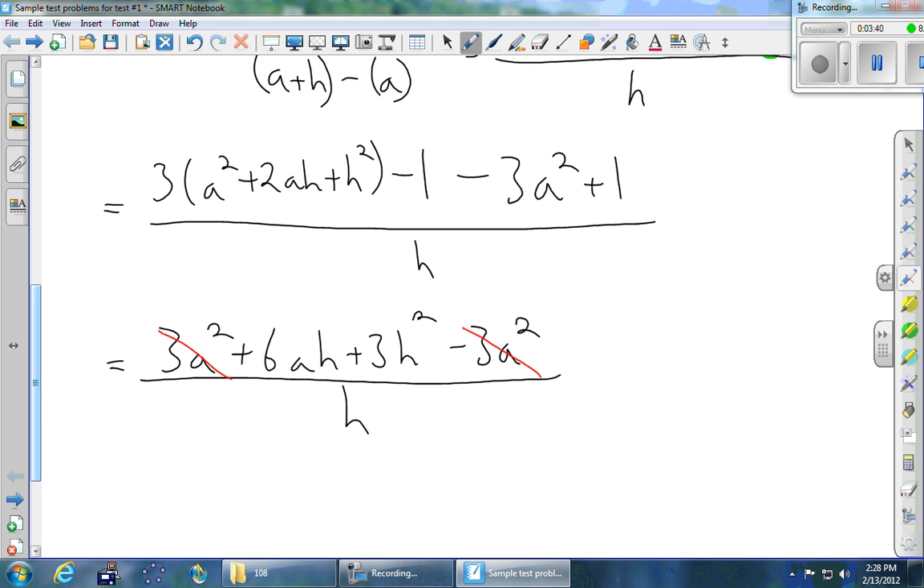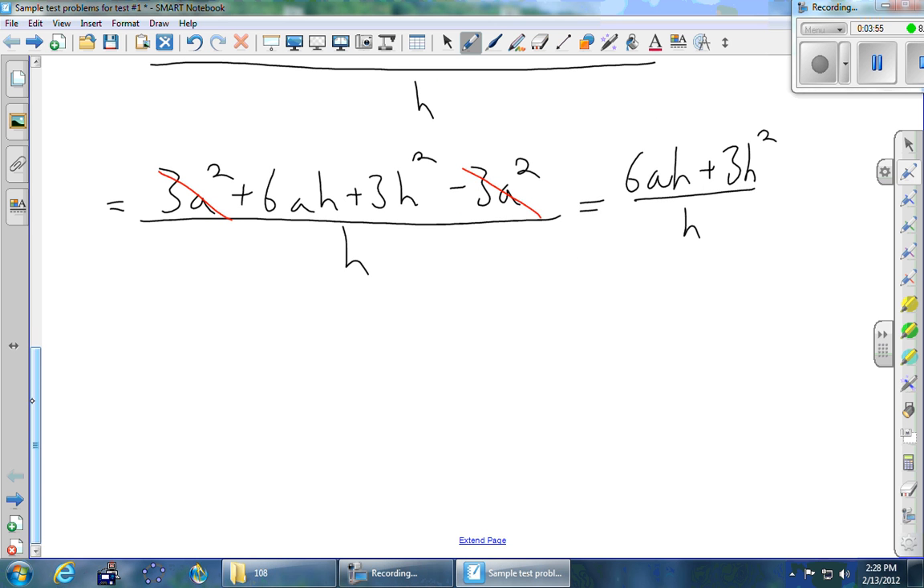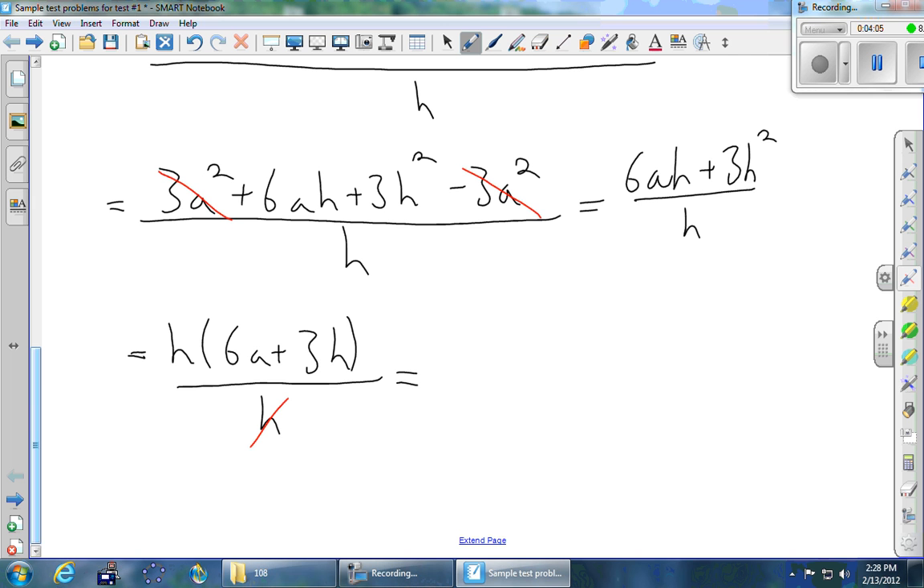3a squareds cancel, minus 1 cancels with plus 1. And what's left is 6ah plus 3h squared, all divided by h. And let's just do one more thing in terms of simplifying. We're going to factor out h from both of those. So we're left with 6a plus 3h, all divided by h. And then we cancel those h's. And we get our final answer, which is 6a plus 3h.